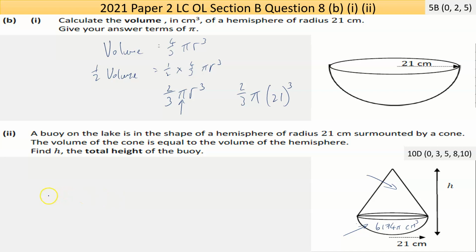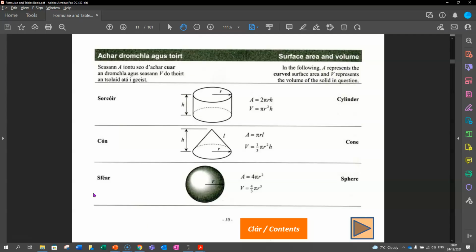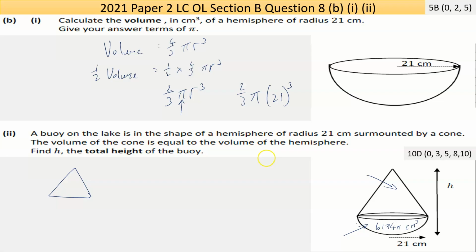Now, we're dealing basically with a cone, okay? Now, the formula for volume of a cone, let me go and get that here, is 1/3 pi r squared h. Okay, so volume is equal to 1/3 pi r squared h. Now, we know that the volume of that is equal to the volume of the hemisphere, which was 6174 pi. And they're equal, so therefore I can write them equal to each other, equals 6174 pi.